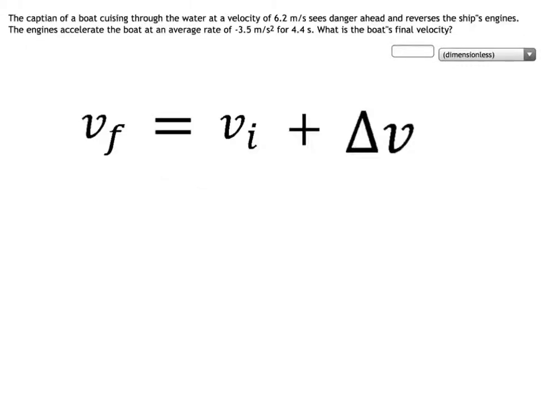Okay, next example, make sure you read the question carefully. In this one, we're asked to find the boat's final velocity. So we can look at the equation. Final velocity is equal to the initial velocity plus any change in velocity. That should make sense. Let's say the boat starts with a velocity of 6.2, and then the change in velocity was 1. What would the final velocity be? Sure enough, 7.2 makes sense. We're just adding those two together.